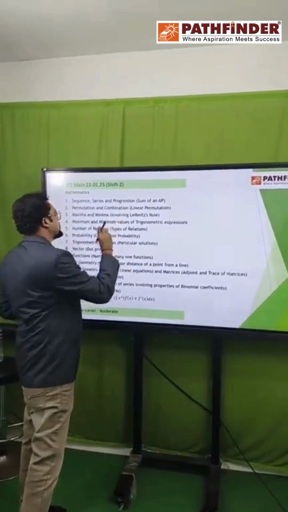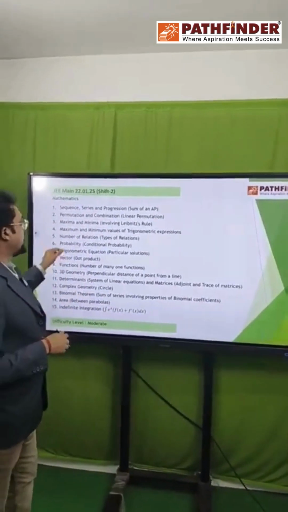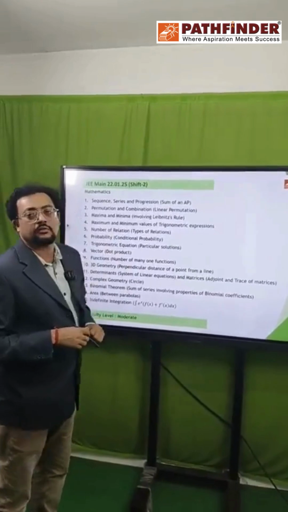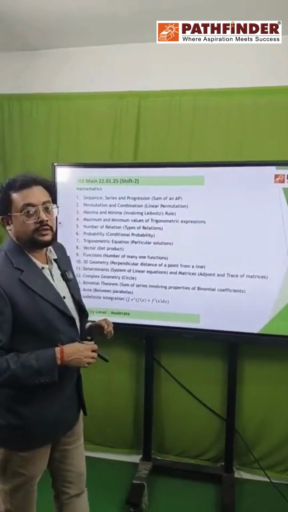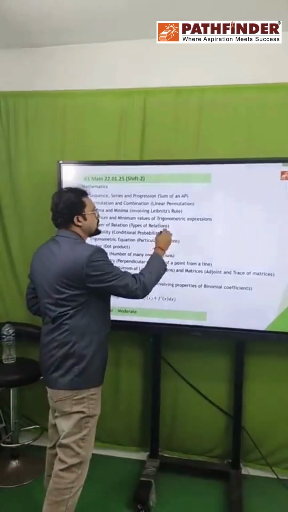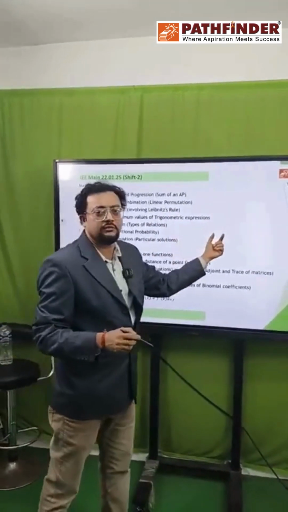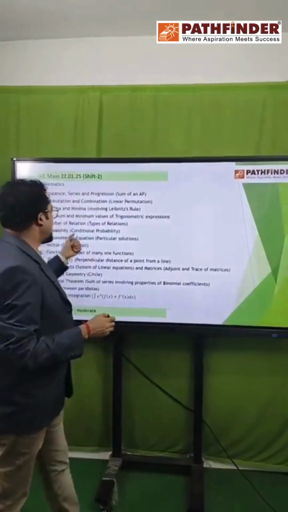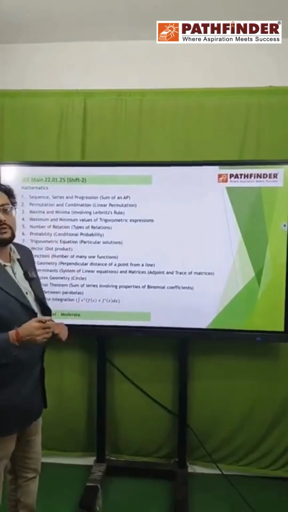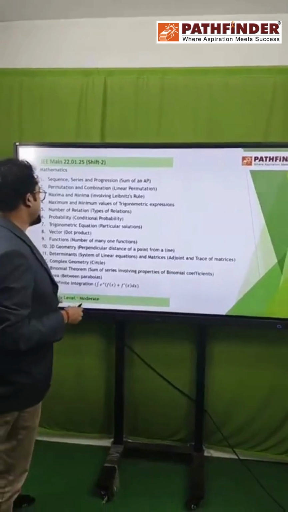So linear permutation problems were there, and maximum minimum of functions were asked involving Leibniz rule. Okay, so ∫ from 0 to x of f(t) dt was given, wherein you have to find out f(x), and after that you need to find the maxima and minima.